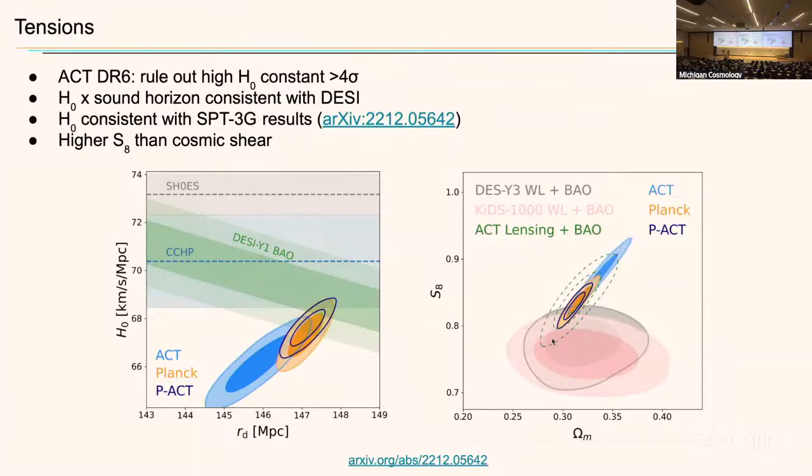So these are some results from ACT. All of the plots I'm going to show from here on out are ACT DR6 plots. This is a fair representation of the field in the sense that CMB measurements are largely self-consistent. We are in agreement with other CMB measurements. In general, when we are looking at these plots, we're constraining parameter space. Here we are showing H0 and the radius of the sound horizon. And we are not seeing consistency with measurements from SH0ES, for example.